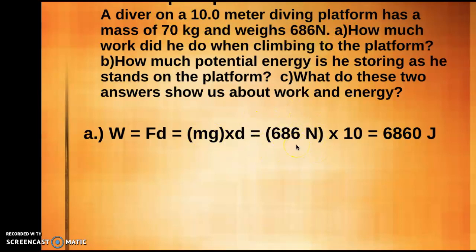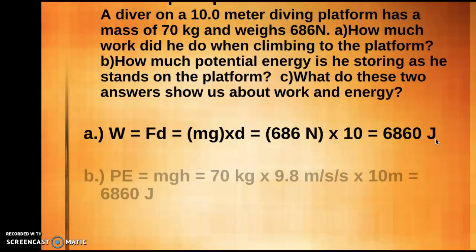Okay, because whenever you're doing a body weight exercise, in this case he's climbing up the stairs, the force you exert is the force of your own body weight. So 686 newtons is the force, and the distance traveled is 10 meters. Multiplying those two together gives us our work in joules, 6,860. But the second question asks us to solve for potential energy, which is mgh.